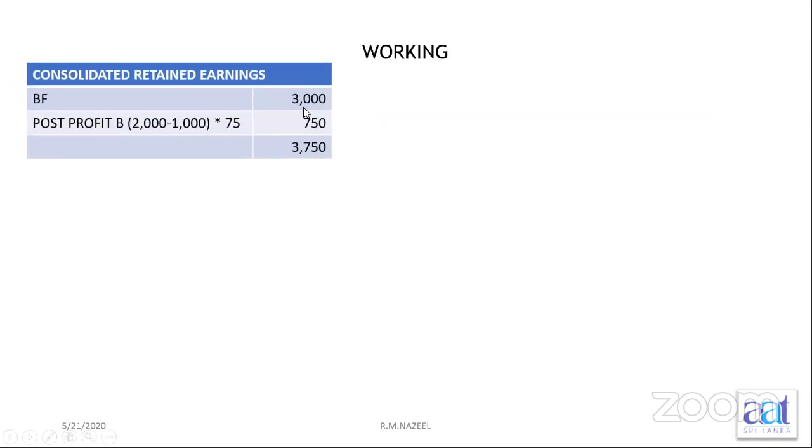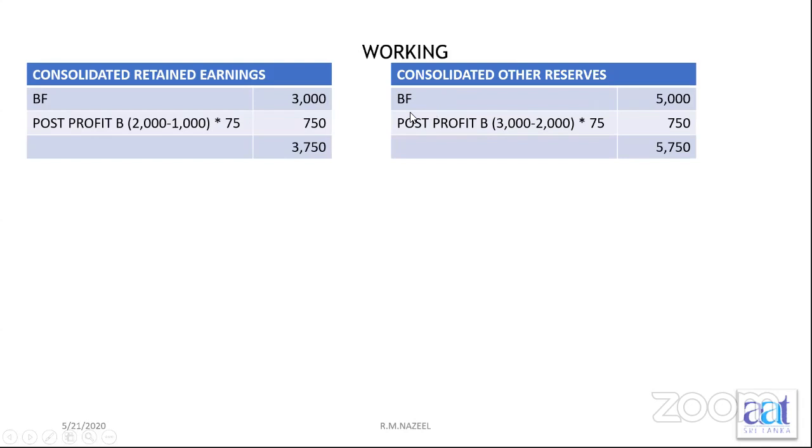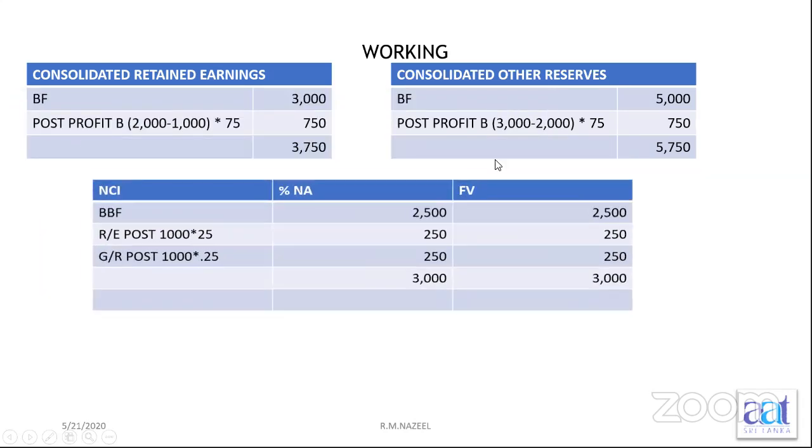See, parent has a profit of 3,000. Subsidiary had a post profit of 1,000, which you can remember from the previous workings. But we are not taking it fully. We are taking 75%, which is 750, so 3,750. Similarly, consolidated other reserve: 5,000 plus the post profit of 1,000, we take 75%, which is 750, so 5,750. So earlier instead of 4,000, we got 3,750, and instead of 6,000, we got 5,750. What happened to the balance 250s? That is added to NCI.